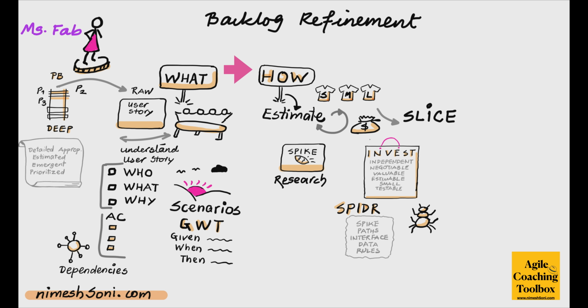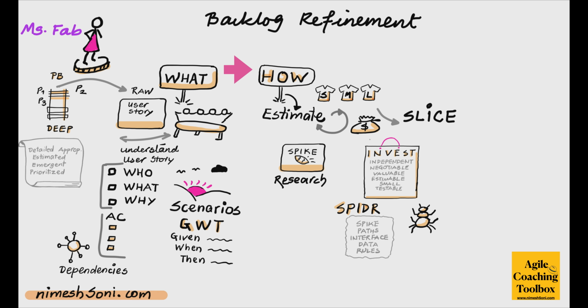So the paths and the interfaces could be a good way to slice the story into different smaller chunks. You can also look at the data. You can also look at the business rules, and that could be a good demarcation as to where we want to slice the story. So again, Spider can help in getting those additional vantage points on this user story so that the team can comfortably slice it into smaller chunks and still deliver value with each of those slices.